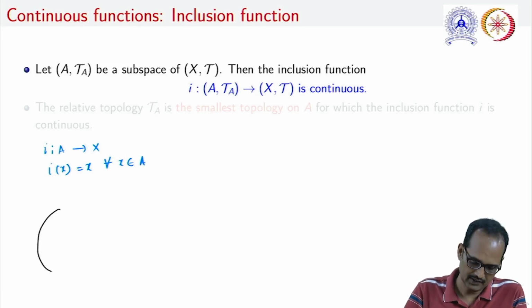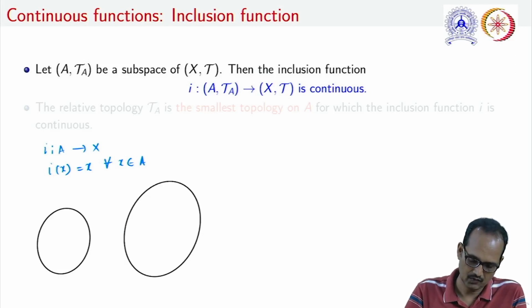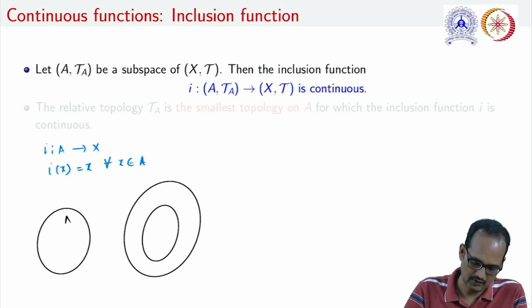We can visualize this function. This is something like, if this is a set A and another one is X, so this is our A, this is X, and A is inside X, and we are defining this inclusion function from here to here. We are sending this x to I(x).